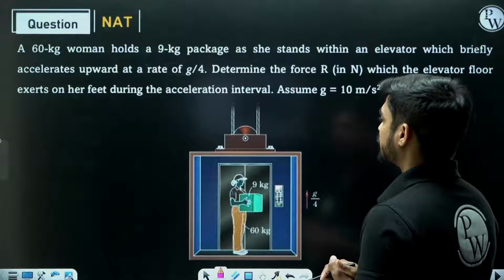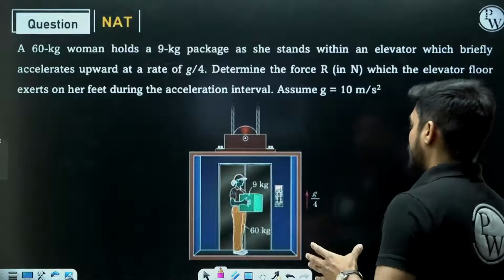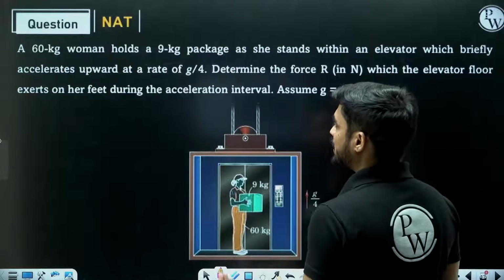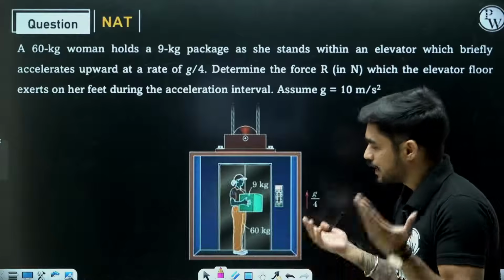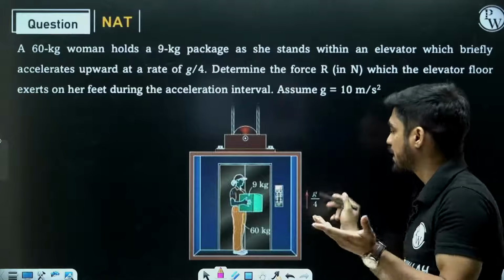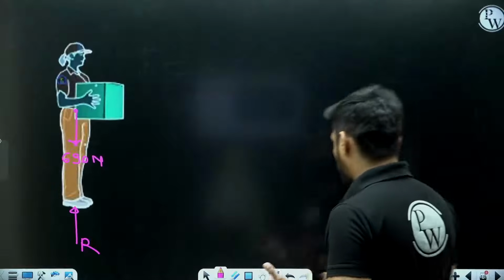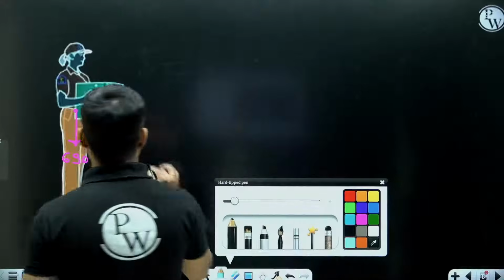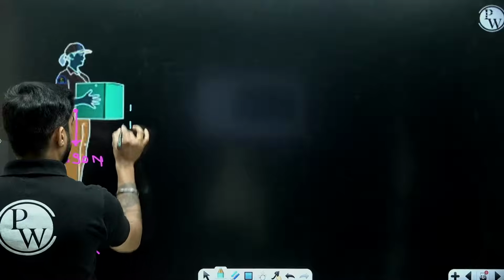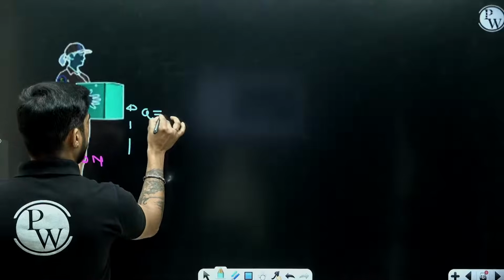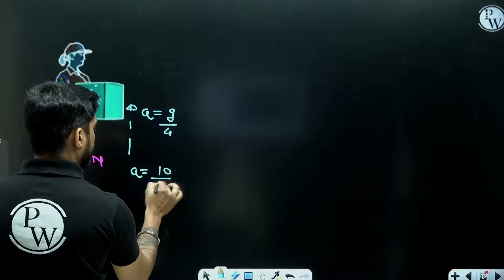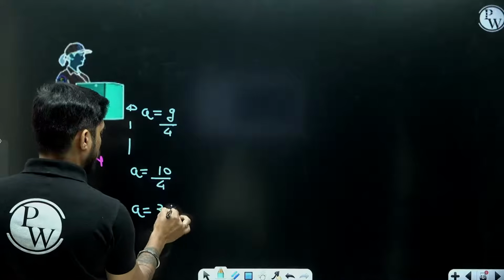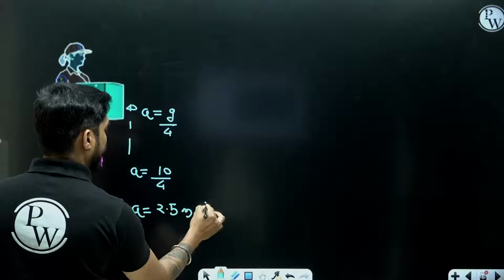Now this woman is accelerating at a rate of g/4 upward. She is standing in the elevator, right? And if the elevator is moving upward with an acceleration g/4, the woman is also moving upward with an acceleration g/4. Means 10/4 means 2.5. Okay.